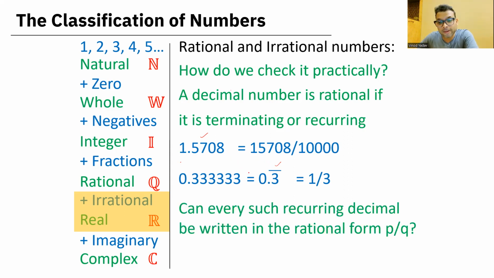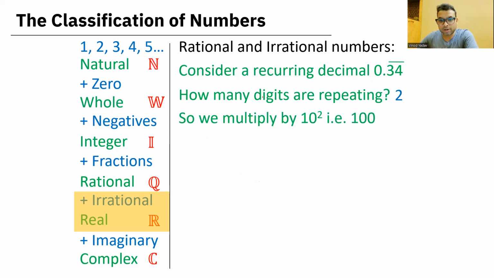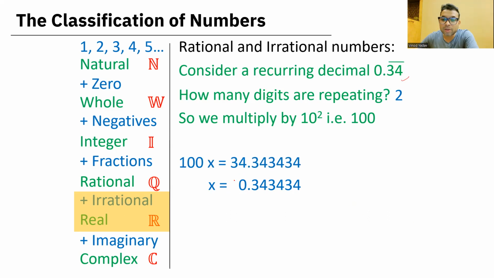Let's see, for example, 0.34 bar. So 0.343434. How many digits are repeating? 2, right? So I'll multiply by 100, that is the second power of 10. Why? You'll understand. So let's assume this as x, 0.343434 repeating, right? If I multiply by 100, of course the decimal will shift to the right by 2 places, as you saw, 34.343434.